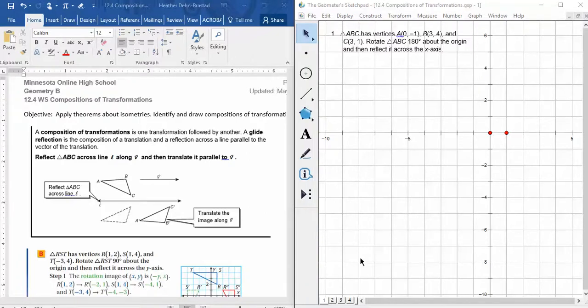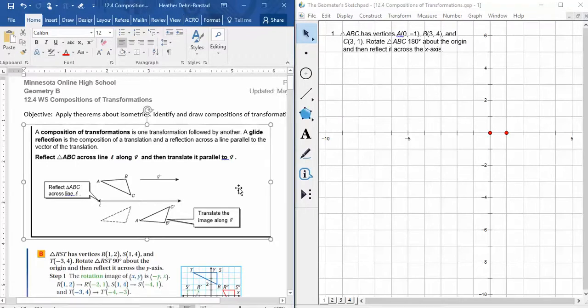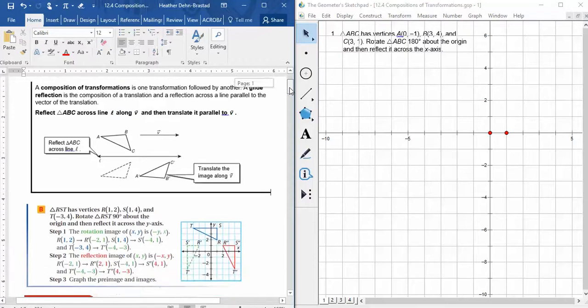In this video, we are going to look at how to do a couple of the problems from the 12.4 compositions of transformations. So a composition of transformations is when one transformation is followed by another. You could even do more than two. There's a special one called a glide reflection, which is the composition of a translation and then a reflection. So there's that example there.